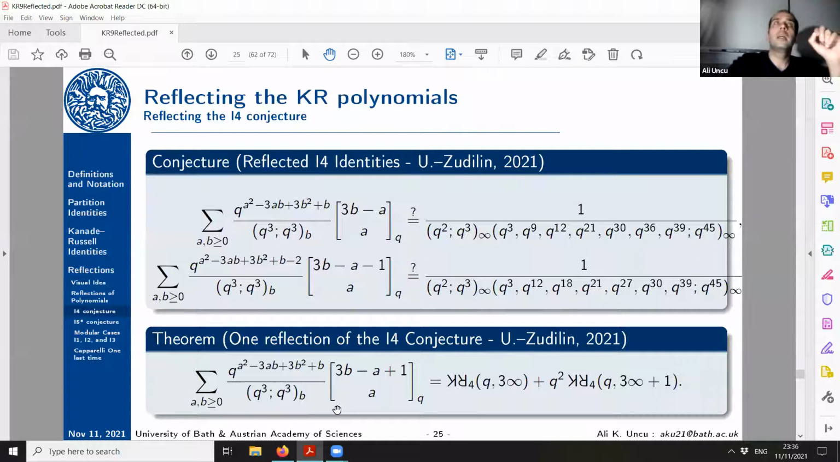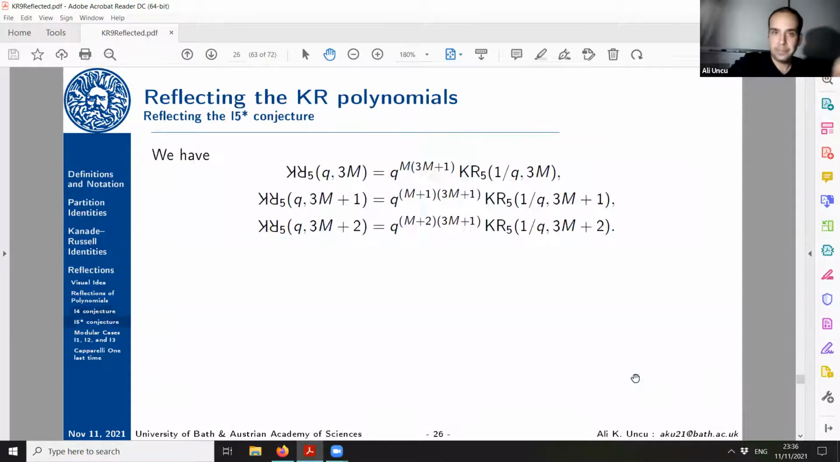From every asymmetric conjecture, we were able to get two conjectures for a sum equal to a modulo 45 product, and a theorem where we say that this sum is equal to that plus that.